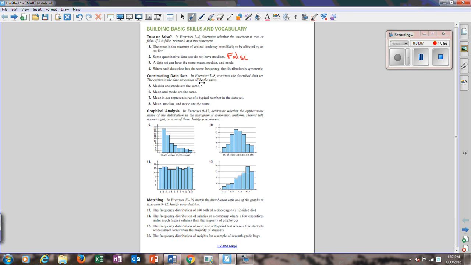Number four, when each data class has the same frequency, the distribution is symmetric. That is true. Because what you would end up with is a data set that looks like this, where those blocks are all exactly the same height. I mean, it's obviously not going to have wiggles in it and stuff, but where the blocks are all the same height, which creates a symmetric distribution.